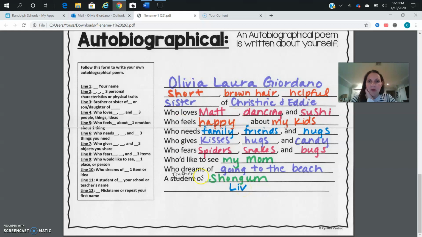So this is kind of what you're going to do today when you are starting to write your poem. You want to think about these things that are over on the side to kind of help you when you're doing your writing today.